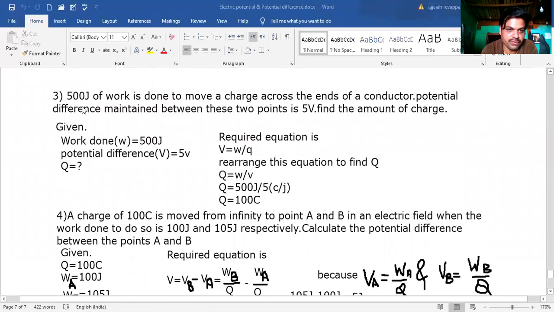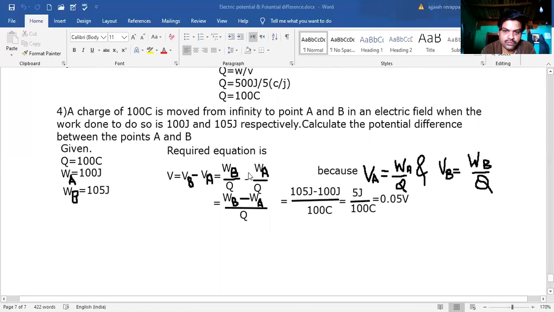Similarly, students, 500 joule of work is done to move a charge across the ends of a conductor. Potential difference maintained between these 2 ends is 5 volt. To find the amount of charge. So here you are finding the charge, and you are given the work done and potential difference. All the 3 are different types of problems I have taken here. Required equation, V equals W by Q. Rearrange this time to solve for Q. Q is equal to W by V. Substitute the values and you will get 100 coulomb.